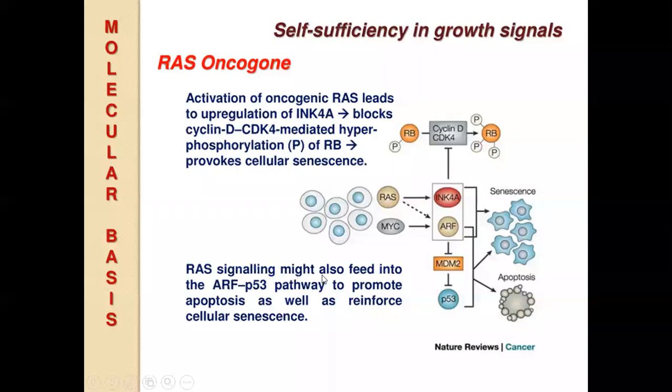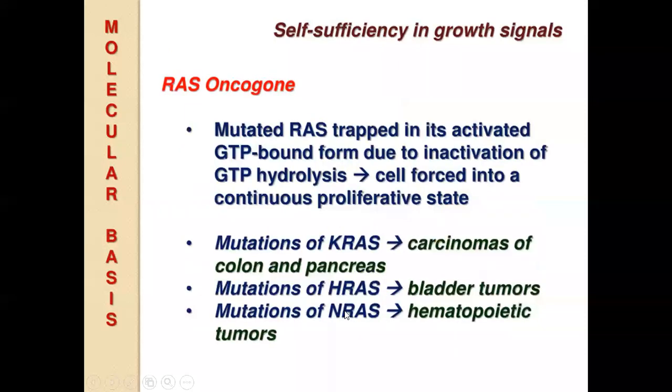And the RAS signaling might also feed into the ARF-p53 pathway to promote apoptosis as well as the reinforced cellular senescence. The mutated RAS is trapped in its activated GTP-bound form due to the inactivation of GTP hydrolysis, which results in the cell being forced into a continuous proliferative stage.